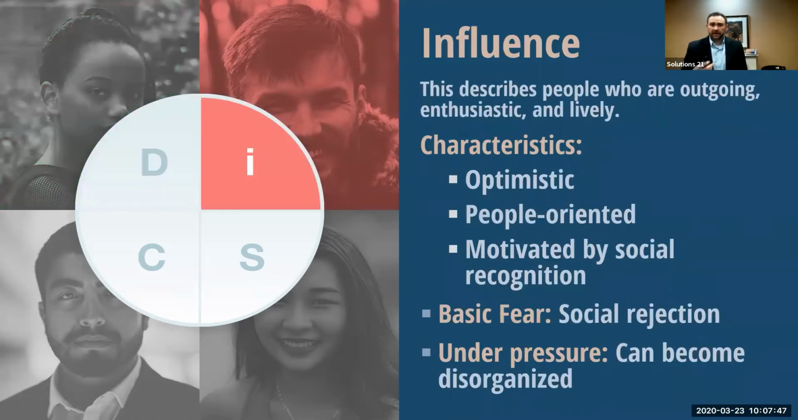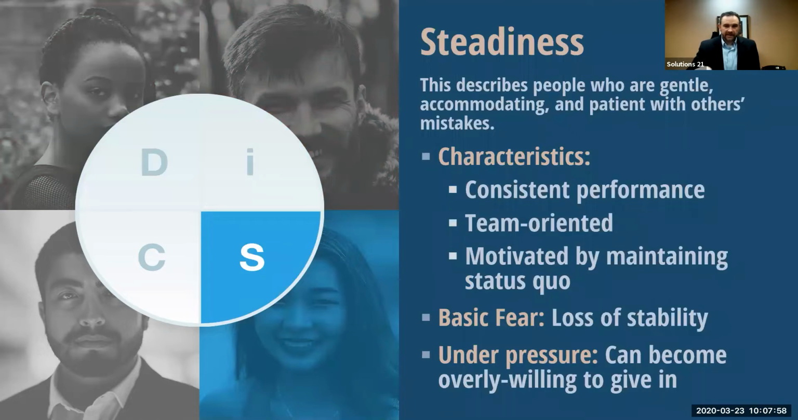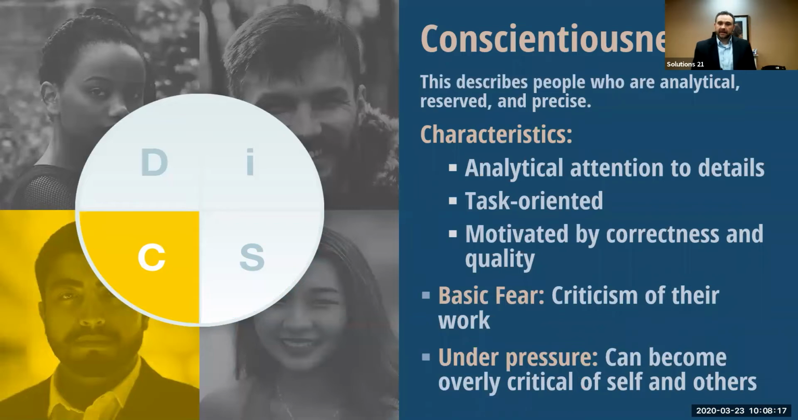I's, these folks tend to be very optimistic, lively, and approachable in the way that they work. Basic fear here is social rejection and can become disorganized under pressure. S's are the folks who are steady. That word is absolutely perfect for the folks who tend to fall into this style. They tend to be consistent, team-oriented folks who are concerned about losing stability and can become overly willing to give in. I'll dig a little deeper into this when we start talking about how to adapt to these folks from a management perspective. And then C, the conscientiousness style.